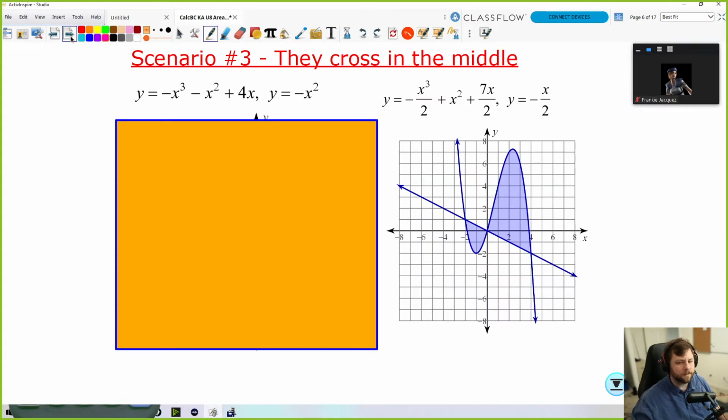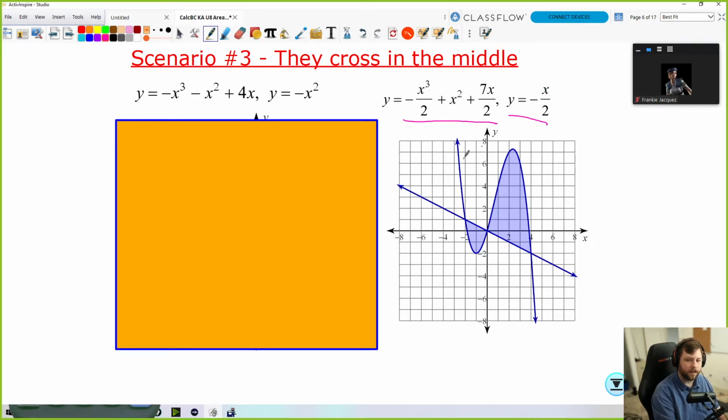What if they cross in the middle? We're going to talk about this one over here, but let's look at the one on the right first. So sometimes they cross in the middle. This is where it gets a little bit more complicated. I have 2 equations here on this right-hand side, and I want to show you what they look like.